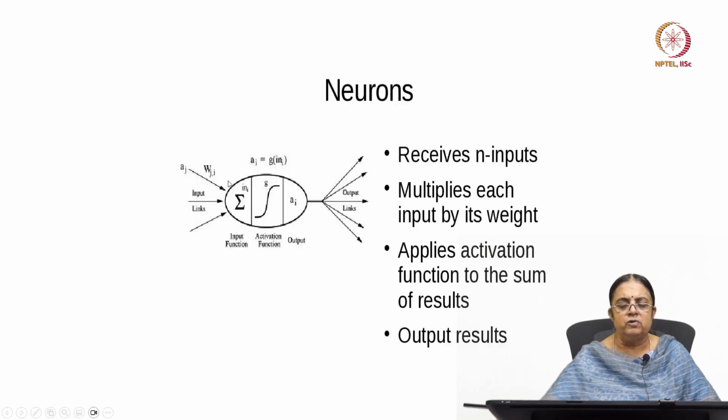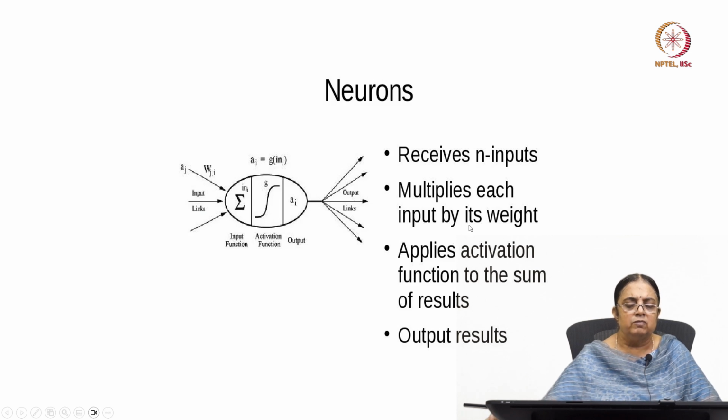So this is the neuron that we have. You have these inputs, and these inputs are first aggregated, and once aggregated you find G of the input. In other words, it's a function, what is called the activation function, and then you get the output, and that output is sent out to the other links. So it receives n inputs and multiplies each input by its weight.